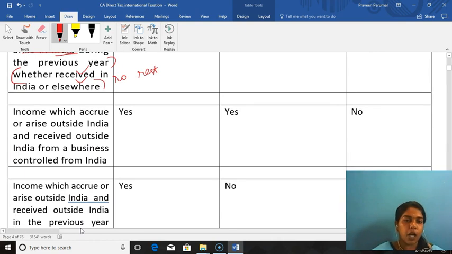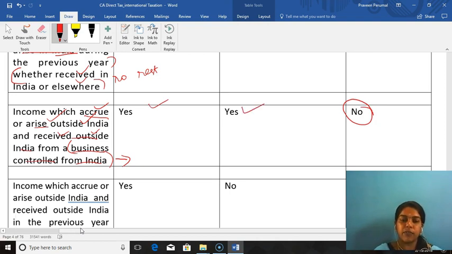Now, income which accrues or arises outside India and is received outside India from a business controlled from India. So, business is controlled from India. The income can be accruing or arising outside India and received outside India, but the business is controlled from India. So, what is inside India? The control of the business is only in India. The income is accruing or arising outside India and receipt is also outside India. If that be the case, for non-resident, no. For resident and resident but not ordinarily resident, it is yes.